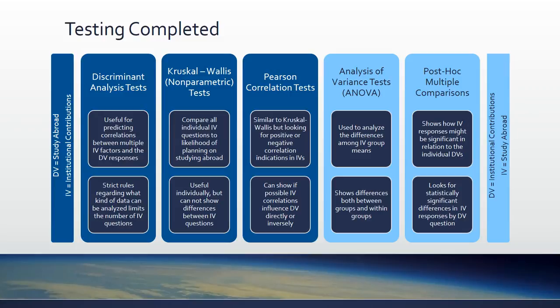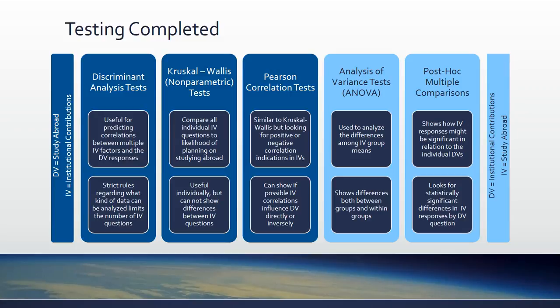What you're looking at is two sets of tests that we ran. On the darker blue backgrounds, our dependent variable was the study abroad question with the three possible answers, since we ruled out the ones who've already gone. And then the independent variables are those of the institutional contributions, the 7 questions that we looked at. We did 3 sets of tests on that.